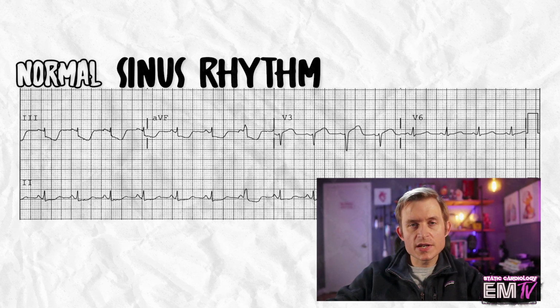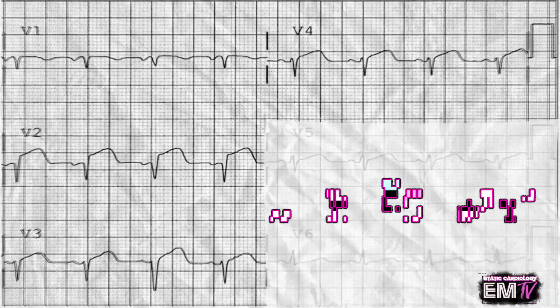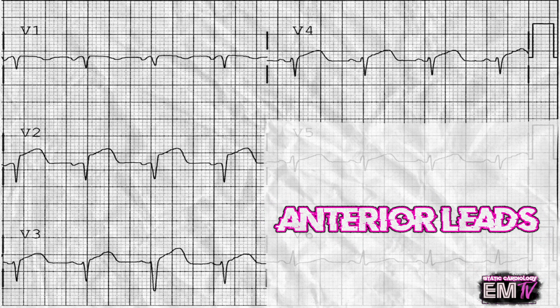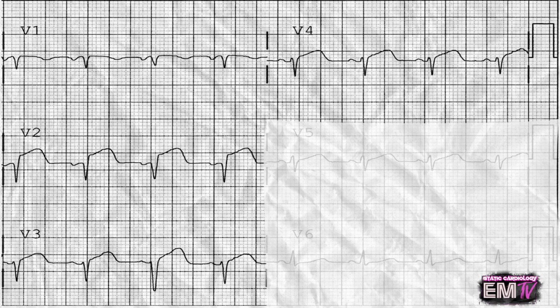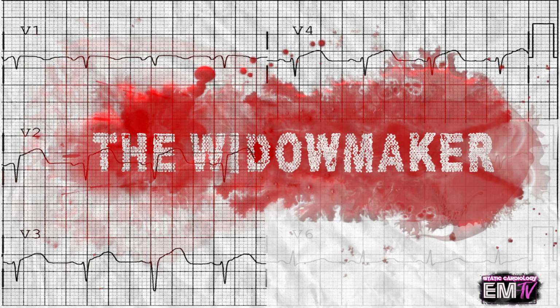Now, let's go ahead and take a look at the rest of the lead groupings to see if we can find anything else more significant going on. The first set of contiguous leads that I prefer to look at are the anterior leads. I look at these first because these leads are correlated to the left anterior descending coronary artery, a branch of the left coronary artery that feeds the left ventricle. Lay people refer to an occlusion in this vessel as the widowmaker.